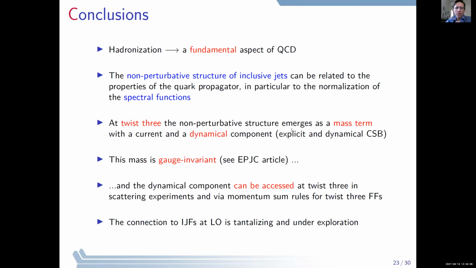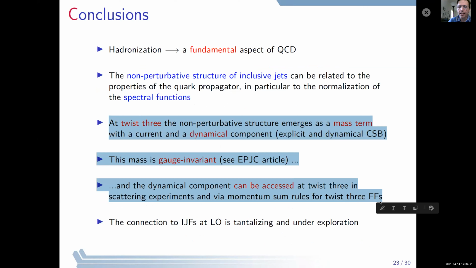So as I tried to convince you, we can access part of the dynamical generation of mass in QCD from a theoretical and from an observational point of view. And this is quite a new and exciting thing that Andrea and I are studying these days.